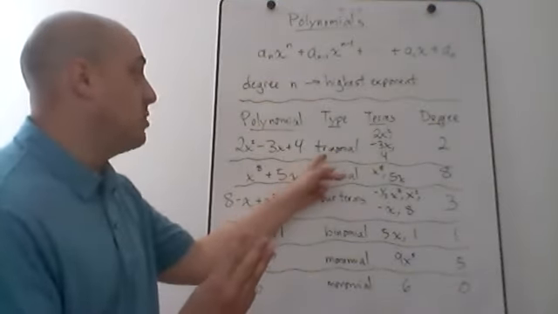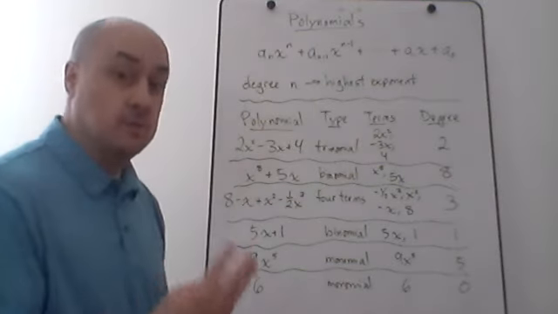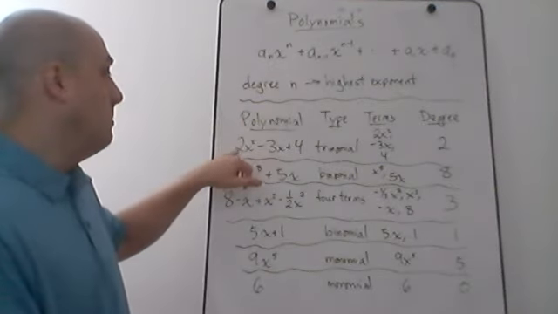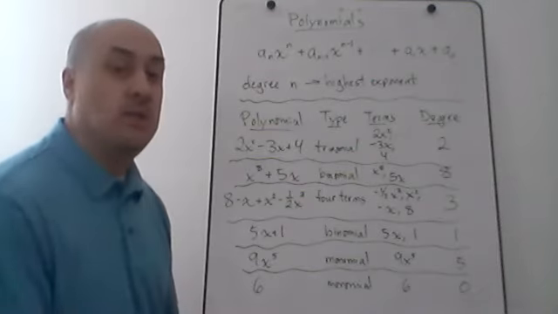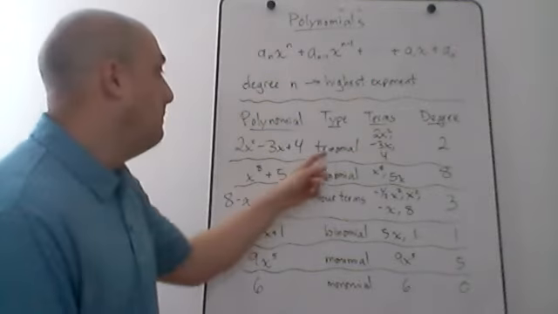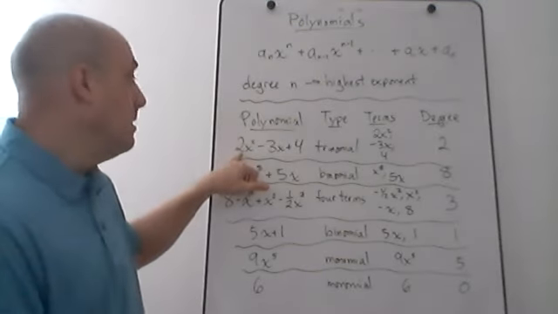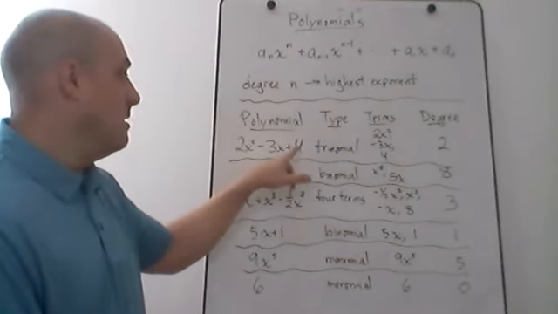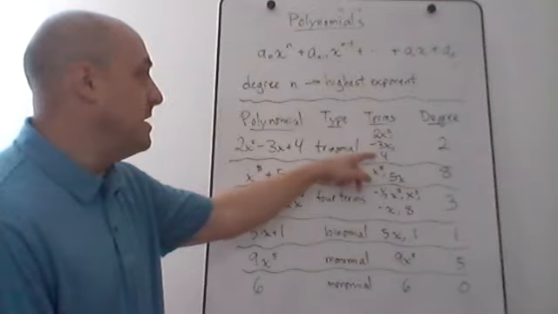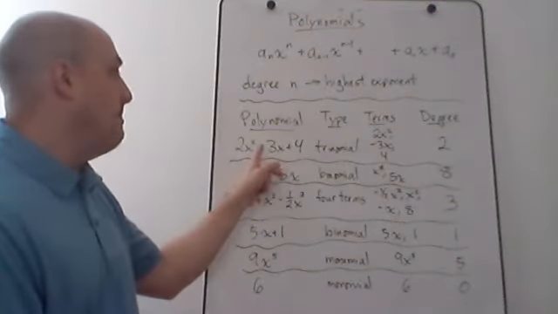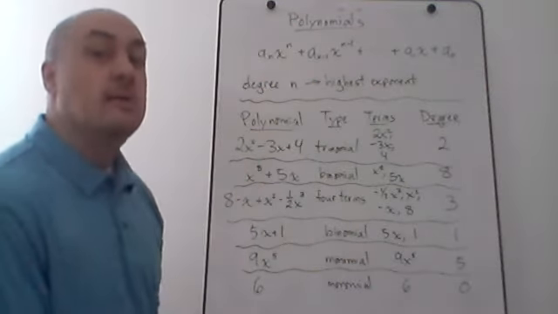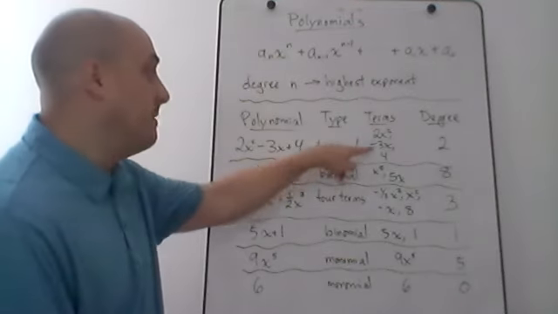That prefix tri means 3. If you ever rode a tricycle, you probably know that already. So when you have 3 terms in your polynomial, we call that a trinomial. The terms in this particular polynomial are 2x squared, negative 3x, and then 4. Notice that minus in front of that 3x, that makes that second term a negative 3x.